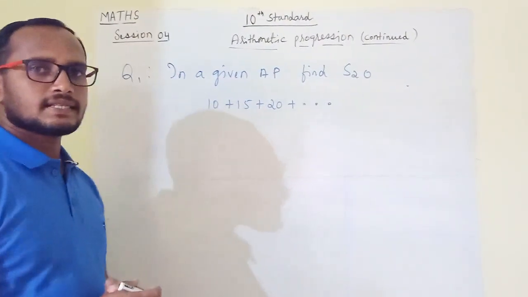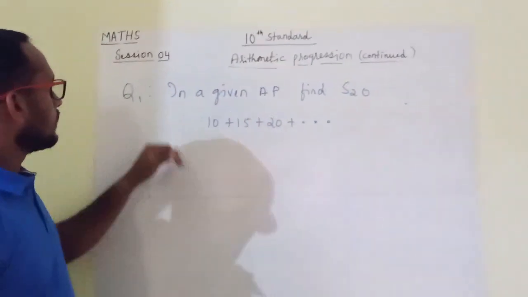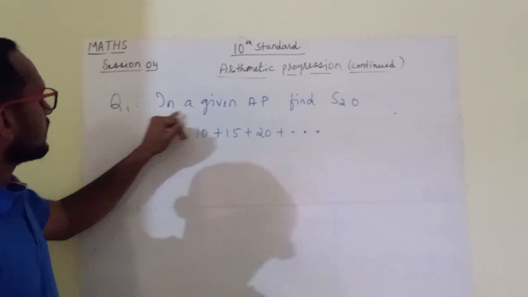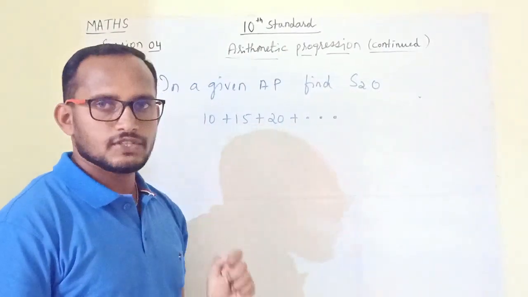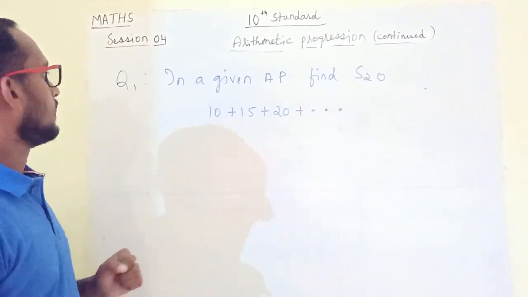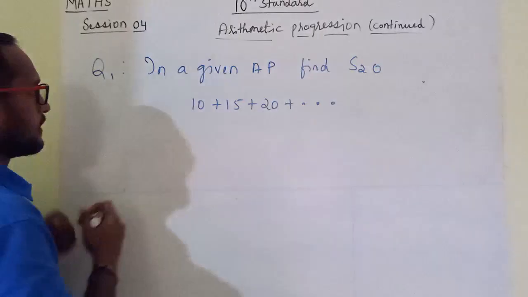So now let us take one question from this concept Sn. Here the question goes like this: in a given AP, find S20, which means you need to find the sum of the first 20 terms. The given AP is 10, 15, 20, and so on. I'll collect some data for this.